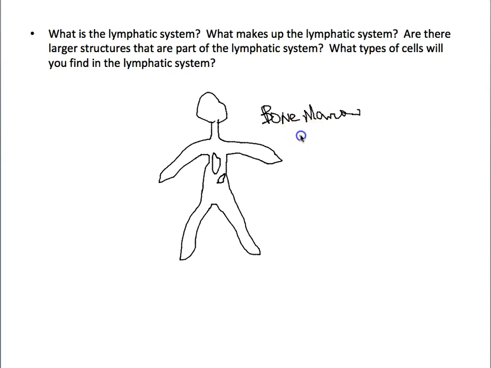Okay, obviously bone marrow is going to be the place where we make white blood cells. Okay, as well as red blood cells, but we're not interested in red blood cells in this chapter. Having said that, we can now answer what types of cells will you find inside the lymphatic system. So I'm just going to list them.